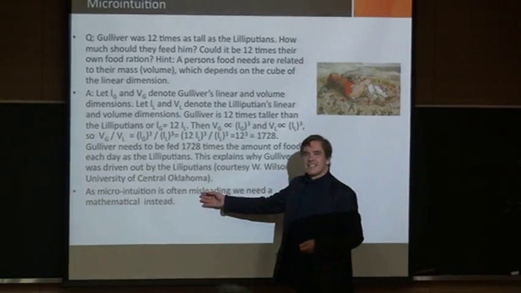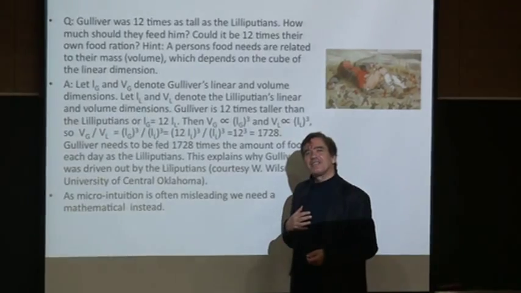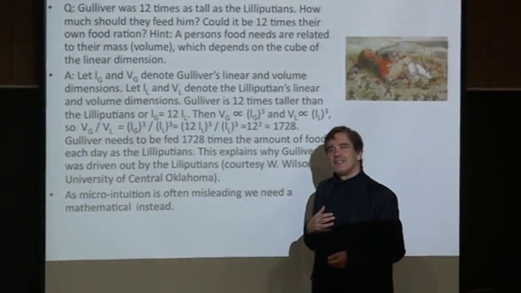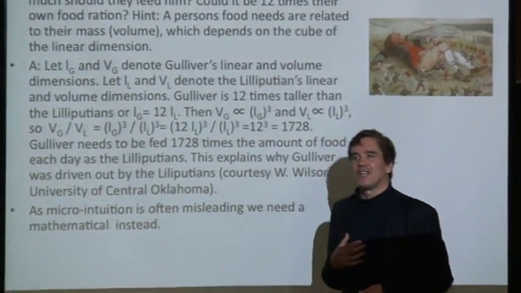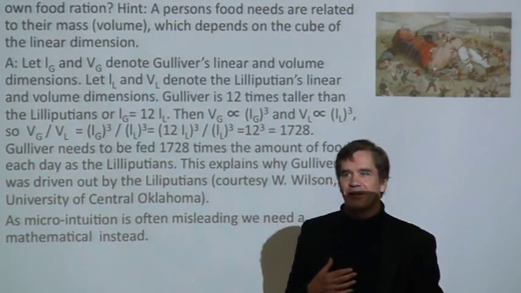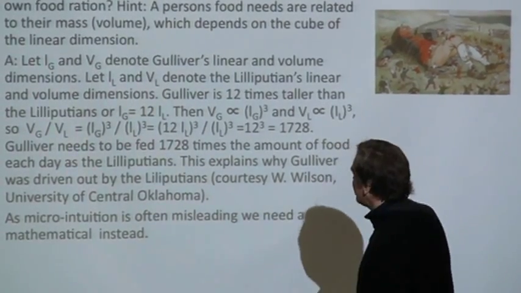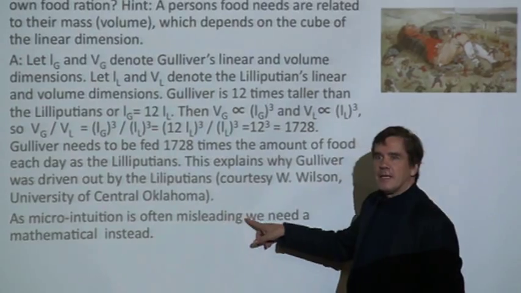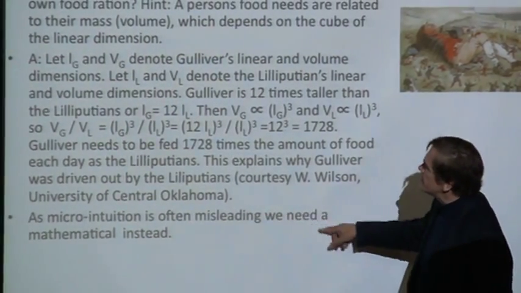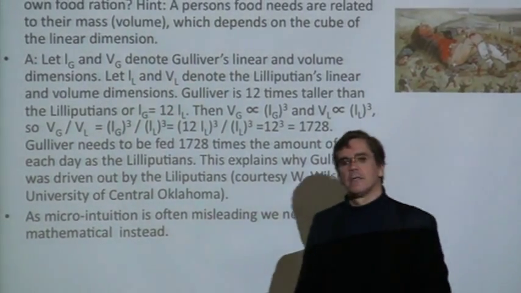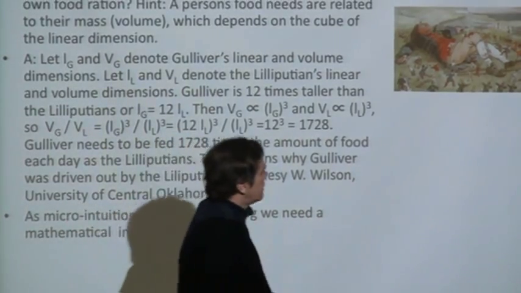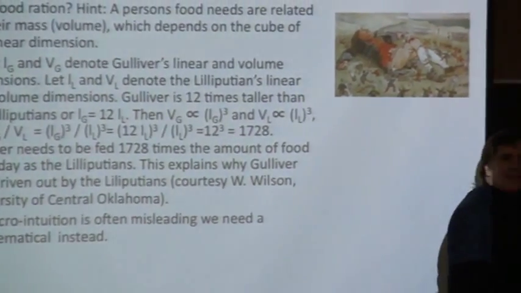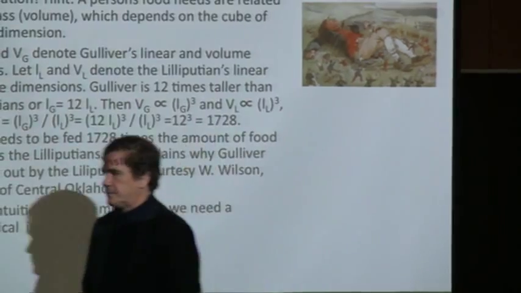This is not so easy to predict from your micro intuition. You wouldn't immediately have said that. You might have said he'd eat a bit more or something, but you wouldn't have said 1,728 times. That's why we will need some math to guide us to better insight. Math along this line, but hopefully a little bit more sophisticated than that.